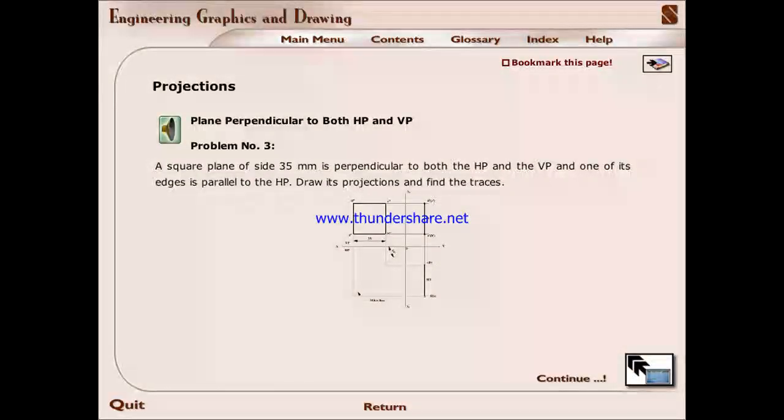plane perpendicular to both the reference planes HP and VP. Problem number 3. A square plane of side 35 mm is perpendicular to both the HP and the VP, and one of its edges is parallel to the HP. Draw its projection and find the traces.